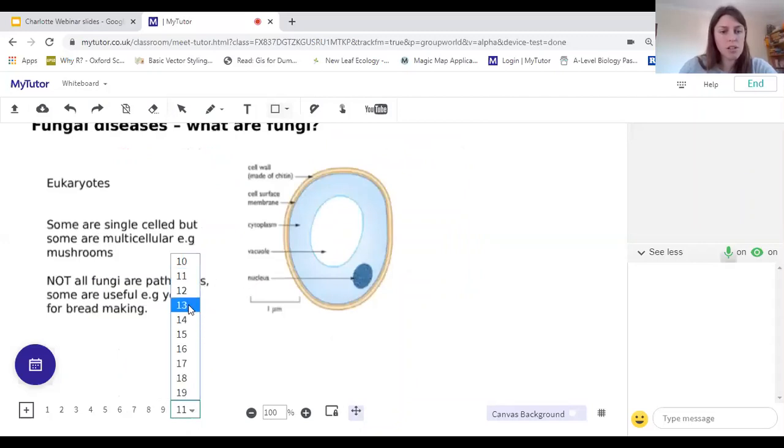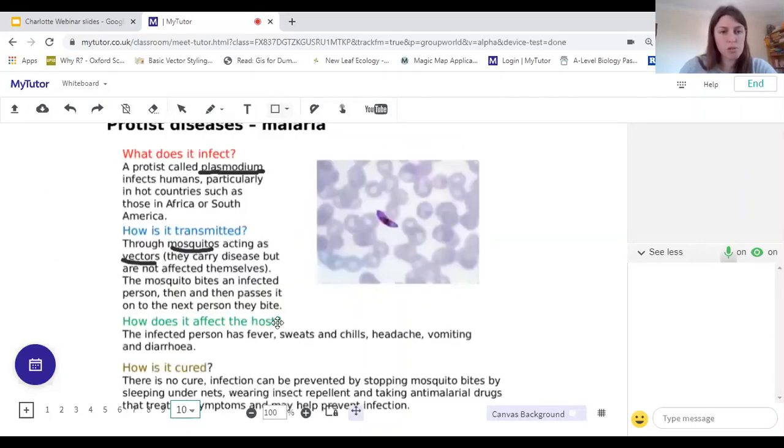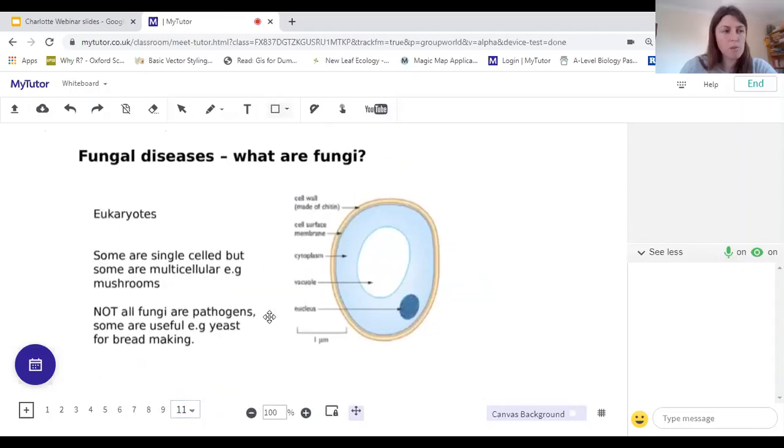Okay, any questions about protists before we move on to our last section, fungi? Oh, good one there. Do mosquitoes and vaccines contaminate diseases similarly?